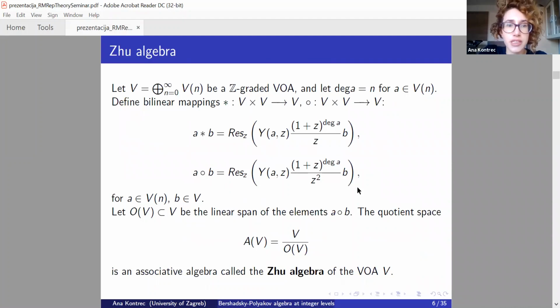We'll be interested in the representation theory of the Bershadsky-Polyakov vertex algebra. In our studies, we use the Zhu algebra, which is of course an associative algebra, which is special in the sense that there is a one-to-one correspondence between the irreducible modules of the Zhu algebra and of the VOA.